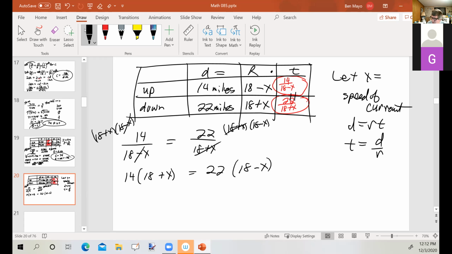I feel like I'm traveling at the speed of light. We'll get through this problem though.